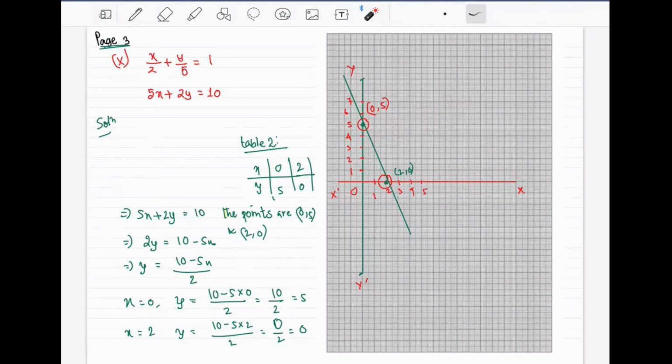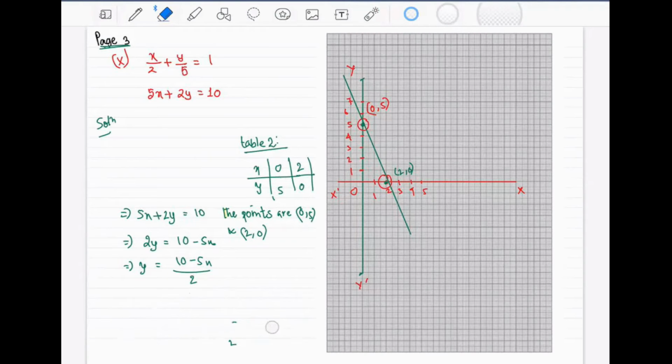Okay, if I take a different value other than 0 and 2, let's take different values of x and y other than 0 and 2. Let's not put 0. The value of y is going to be the same because it's exactly the same equation, 5x plus twice y is equal to 10.